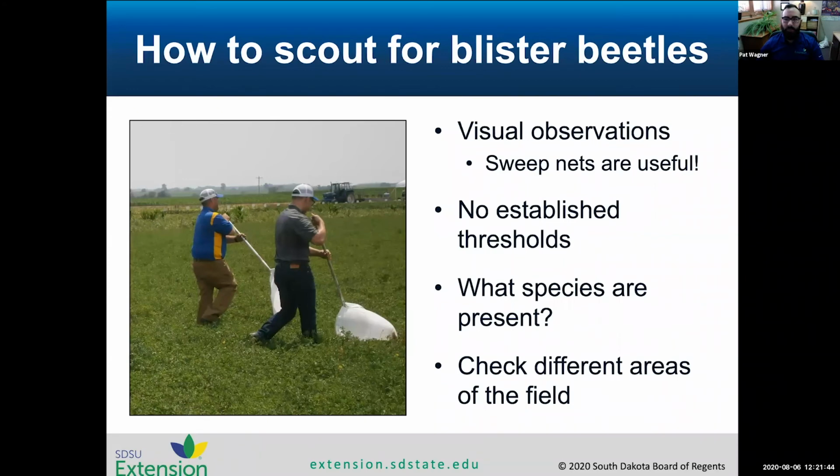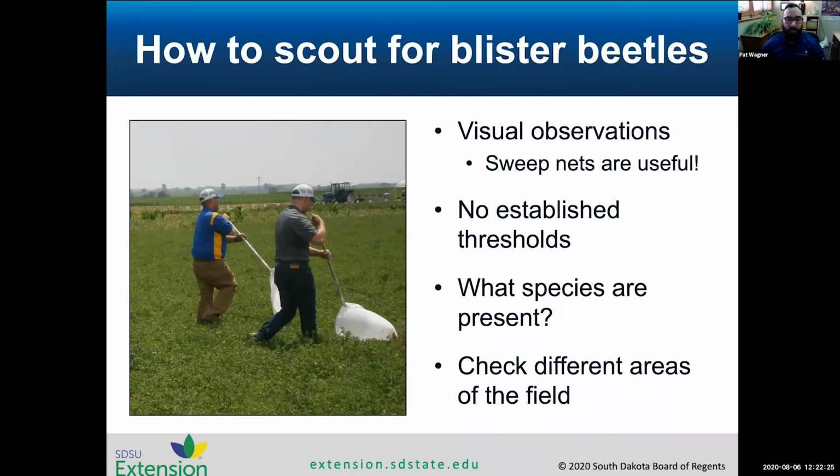So how to scout for blister beetles? Well, this is just really through visual observations. You can go out into the field and just check individual plants and look for them that way. I recommend using a sweep net. They're really useful because you can oftentimes catch insects that you otherwise wouldn't think are out there. Just shown in the picture here, kind of how to do that. You're just walking forward as you're sweeping that net back and forth in front of you, and then just check the inside of that net, and you'll be able to see if there's any blister beetles there.